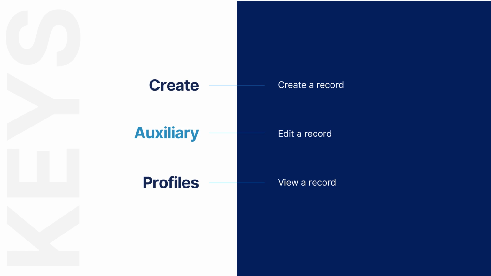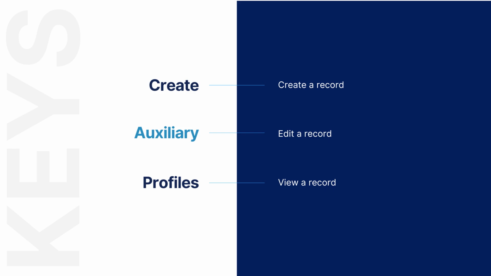There's a way to create a record through our create process. In cases, that's called an intake. In other kinds of records, like a time slip or an outreach or a grant, it's called a create process. There's a way to edit a record in LegalServer, and that's through auxiliary processes. And then there are ways to view information, view a record, and those are called profiles. Today, we're going to focus on the case profile.